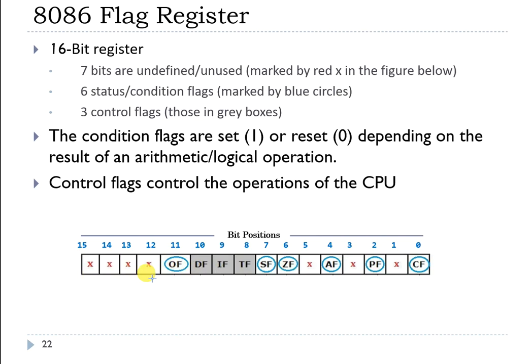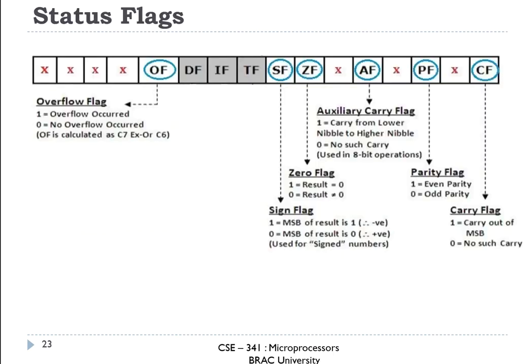Condition flags are set to either 1 or 0 after a certain arithmetic or logical operation is carried out by the microprocessor, whereas the control flags are used to control certain operations of the microprocessor. There are 6 status flags, and starting from the least significant bit of the register, we have the carry flag, parity flag, auxiliary flag, zero flag, sign flag, and overflow flag. Overflow flag is the only flag that 8085 does not have and 8086 does.